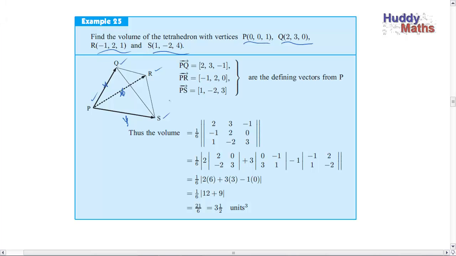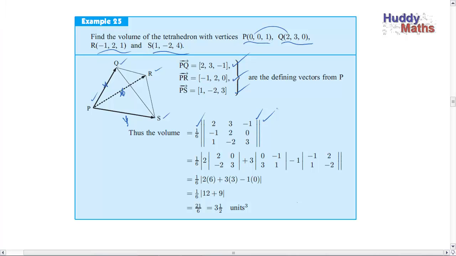So here, to define that tetrahedron, you need to have three vectors. These will do, P to Q, 2, 0, 3, then 0, 0, 1, and so on. So we have those three vectors. And you could use any three between those 4 points there. Okay, so the volume now is a sixth of the size of the determinant of that matrix.